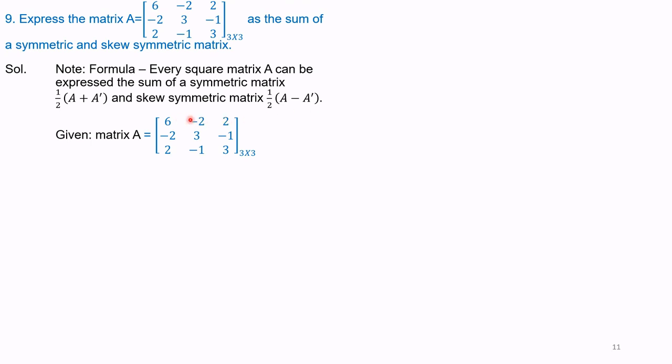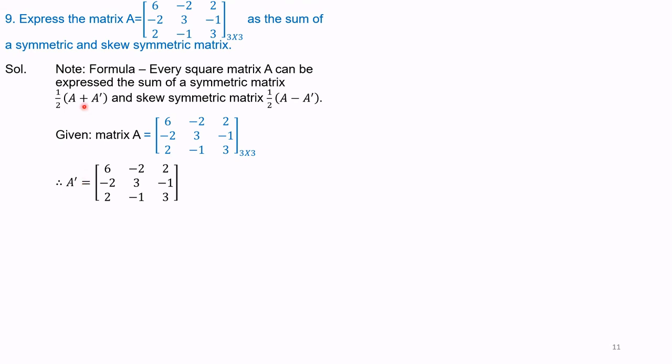This is the given matrix: 6 minus 2, 2; minus 2, 3, minus 1; 2, minus 1, 3. Please copy down along with me. Therefore, A dash is the transpose. Interchange rows with columns. So row 1, 6 minus 2 2, becomes column 6 minus 2 2 in the transposed matrix. Similarly, row 2, minus 2 3 minus 1, becomes column minus 2 3 minus 1. Then row 3, 2 minus 1 3, becomes column 2 minus 1 3. So matrix A has been transposed to matrix A dash.